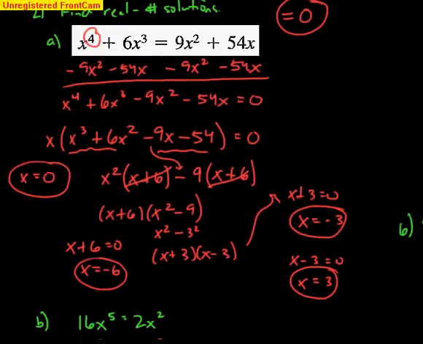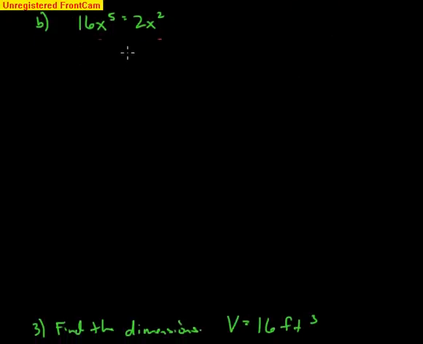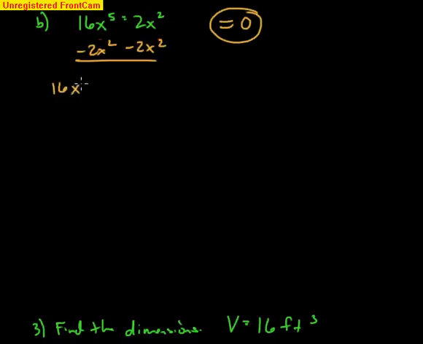All right. So that was the first real number solution problem. Now we have a second one. 16x to the 5th equals 2x squared. So let's remember our rule, it has to equal 0. So let's move the 2x squared by subtracting it on both sides. So we'll get in standard form 16x to the 5th minus 2x squared equals 0.